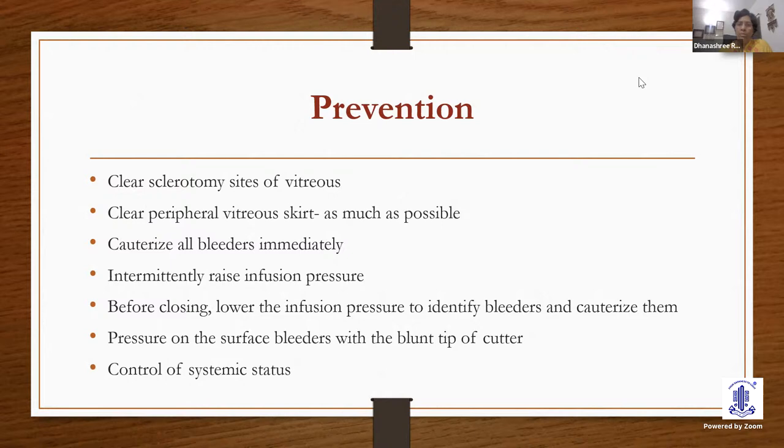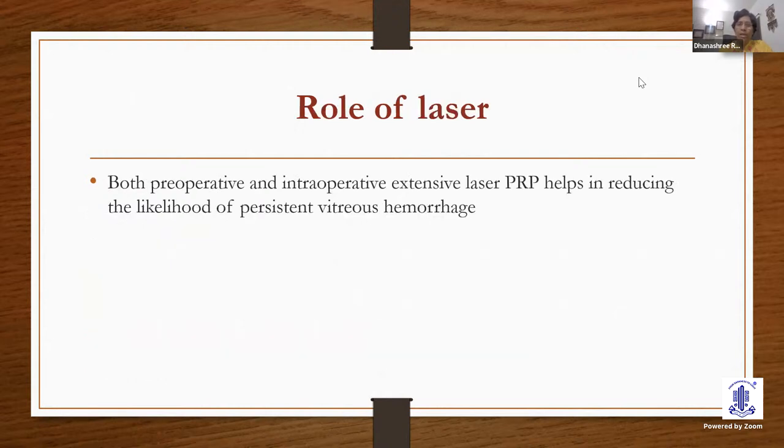But before closing, remember to lower the infusion pressure and identify the bleeders and cauterize them, because otherwise you have a false sense of security saying that all the bleeders are well cauterized. You can also put pressure on the surface bleeders with the blunt tip of the cutter or some blunt instrument, and that can also cause the bleeder to stop. And of course, it's very important to take care of the systemic status before you take up the patient for surgery. As I said, role of laser is very important. A well-lasered retina preoperatively and also intraoperative laser has less chance of developing persistent vitreous hemorrhage.